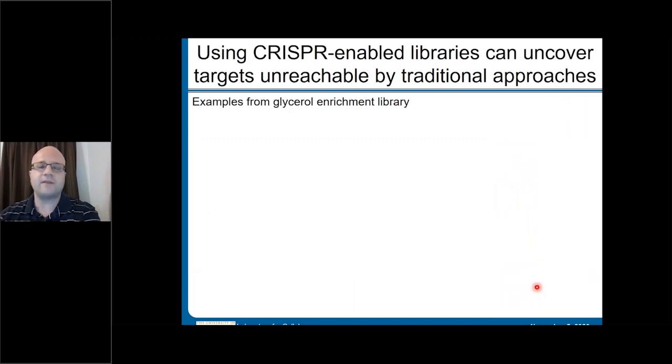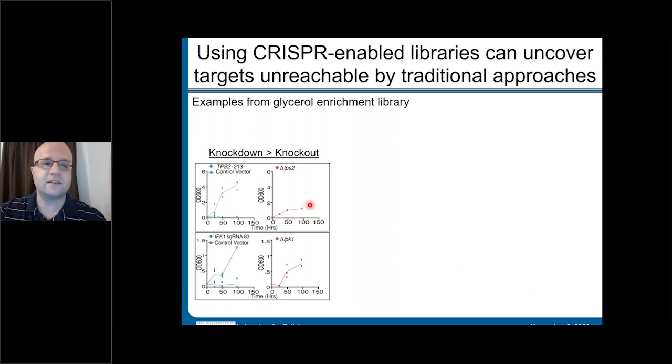So just as an example of how this type of library approach can really uncover targets that are unreachable by traditional approaches, we're going to look a little bit at the glycerol library, for example. Here we found targets, in this case TPS2 and IPK1, where the knockdown was much better in terms of growth than the knockout. So the knockdown phenotype was better than the knockout phenotype. If we used just a knockout collection, we would have missed some of these targets.